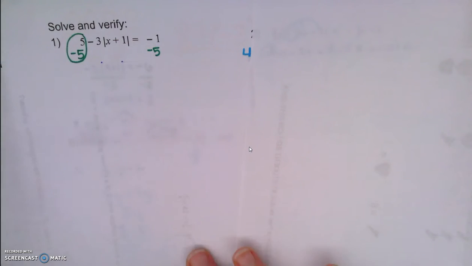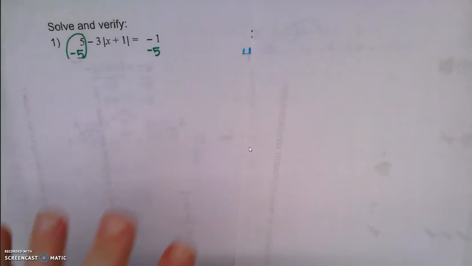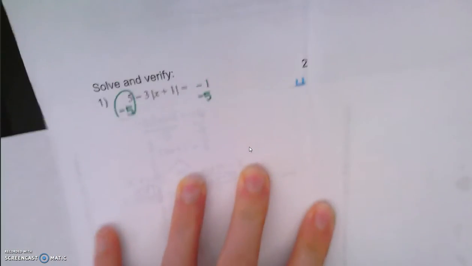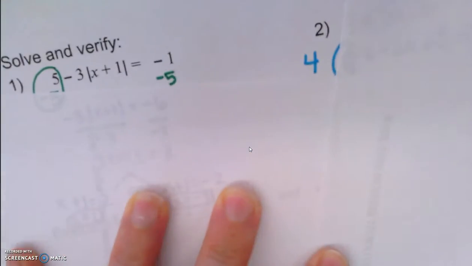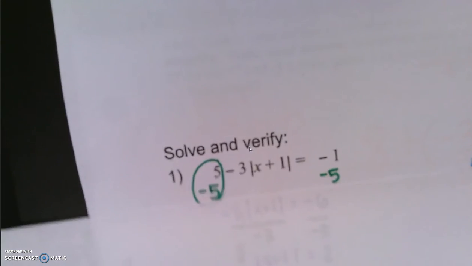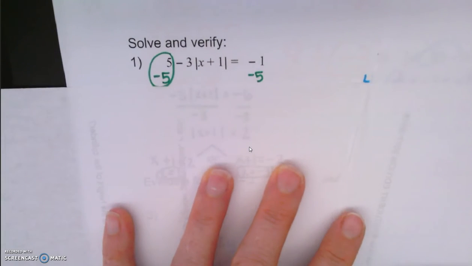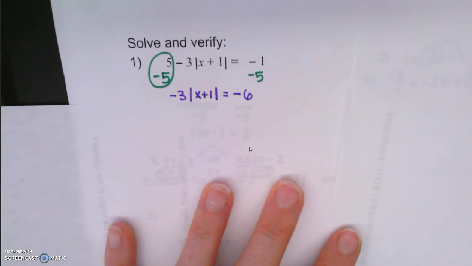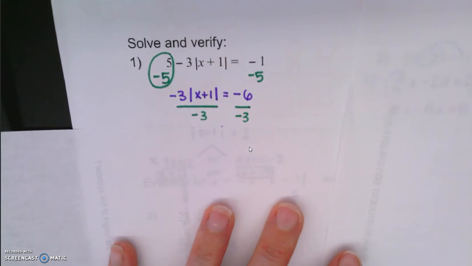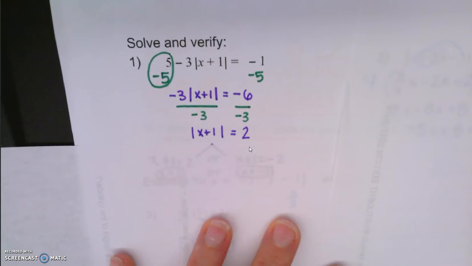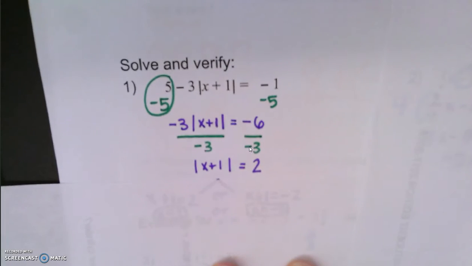Number 1, the first thing I had to do was isolate my absolute value expression so I could end up dropping those walls. Looking at our problem, we had to subtract 5 from both sides. Then to undo that -3, we needed to divide both sides because it was being multiplied. Thank goodness, because a negative divided by a negative is a positive. And now I have the absolute value of x plus 1 equals 2.